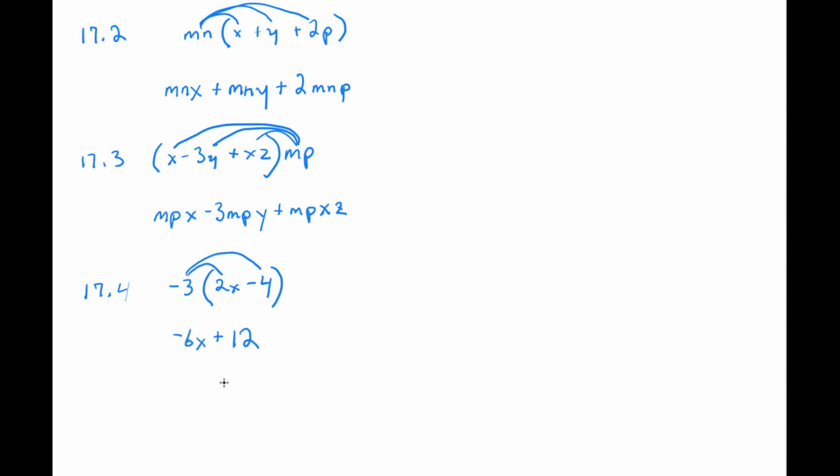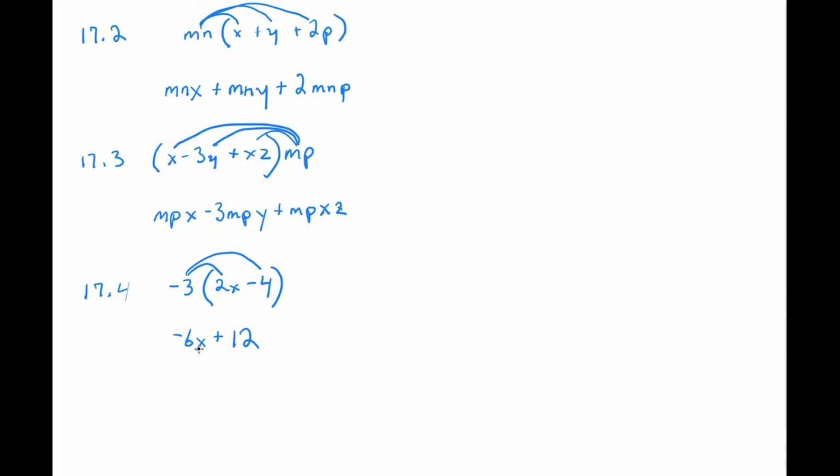All right, so this one was pretty easy too. So I said negative 3 times the first term, which was 2x. Negative 3 times the 2 is going to give us negative 6, and we don't know what x is, so we just bring that coefficient down, and it's negative 6x. That's all we can do.